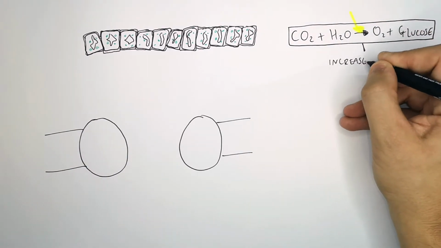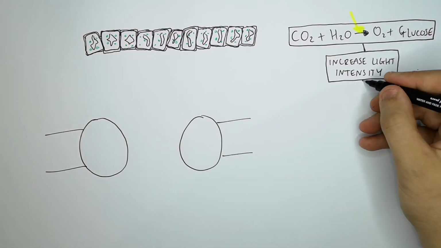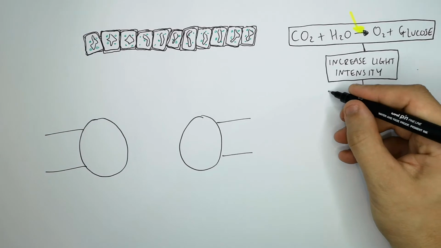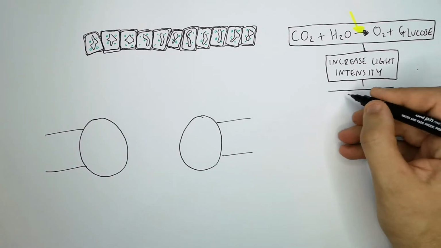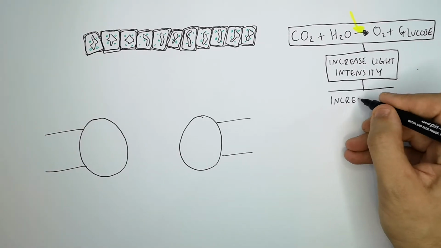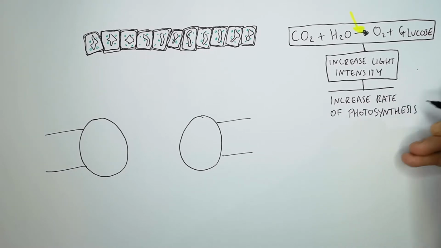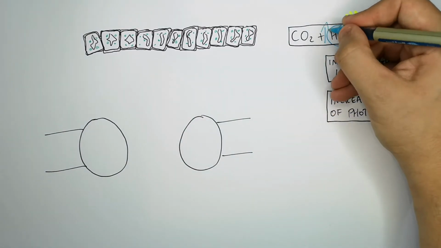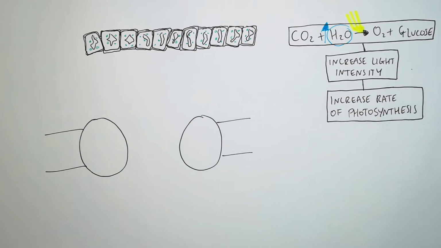So if you increase the light intensity, how does that affect the rate of transpiration? Well, this one's quite easy, because if you increase the light intensity, that means you're increasing the rate of photosynthesis, which means that more water is needed for photosynthesis. So more water is required.